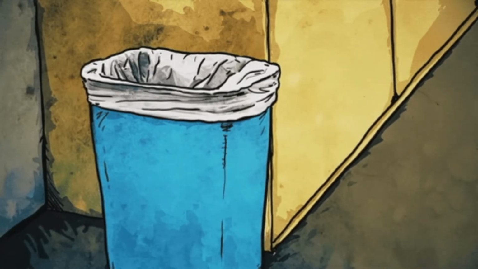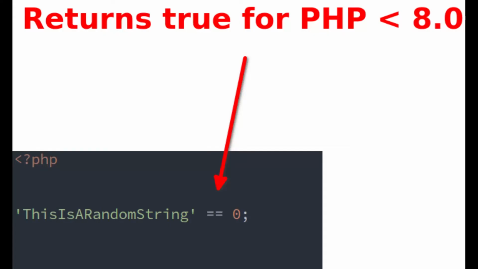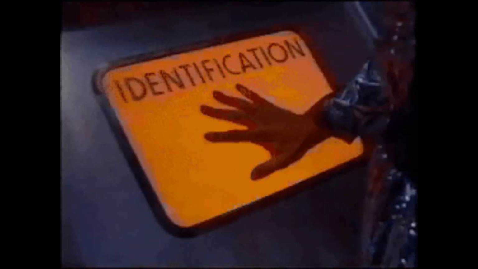Also, using the method empty is not good practice. The problem with empty is that it makes a loose comparison behind the scenes. For example, before PHP 8, every string would loosely equal the number 0. Therefore, it's recommended to make strict comparisons for what you are looking for.